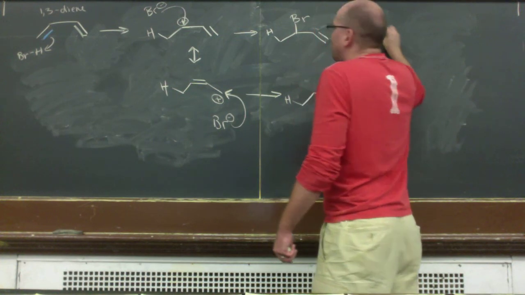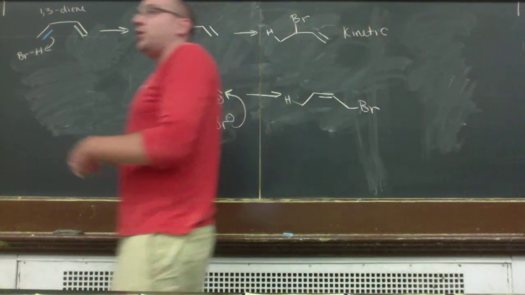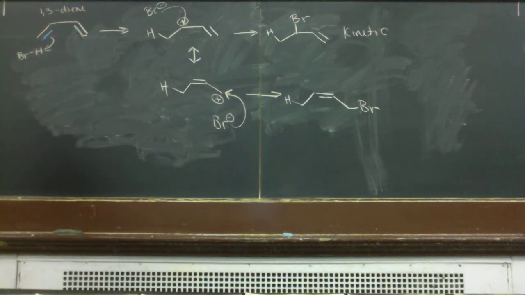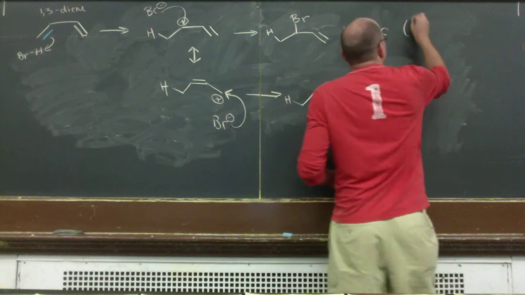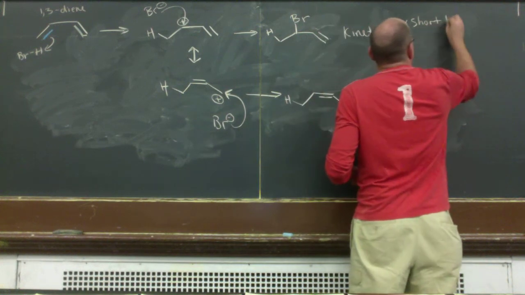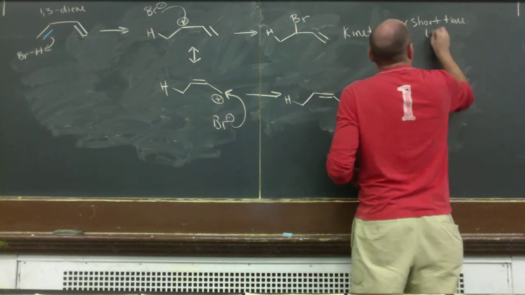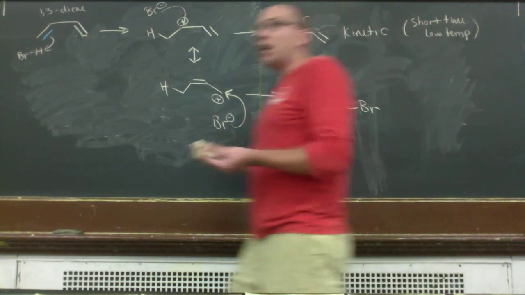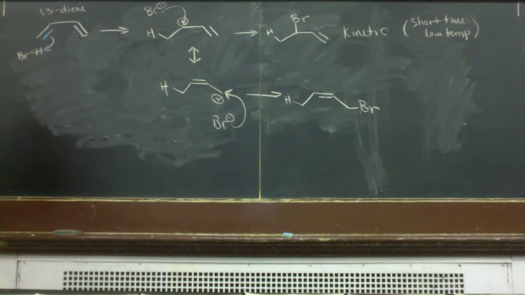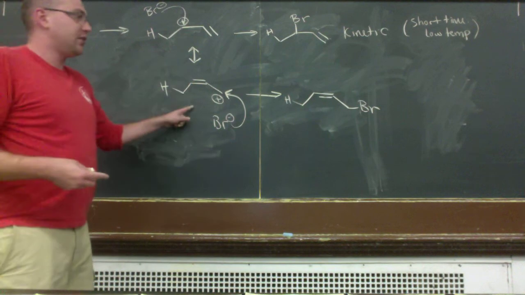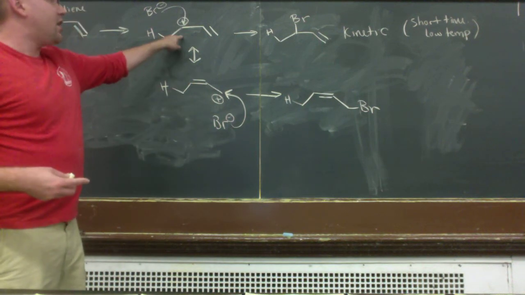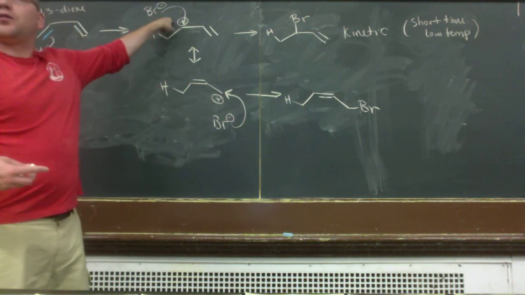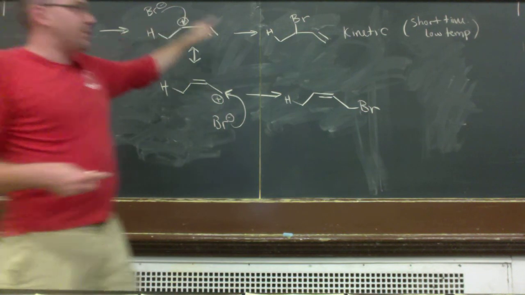And as it turns out, if you run this reaction at, say, for example, short time, low temperatures, you might be able to get lucky and get this sort of addition that would take place simply by not allowing this equilibration to take place. So you would attack it, and then right away it would react with that carbocation. You would end up getting the kinetic product.